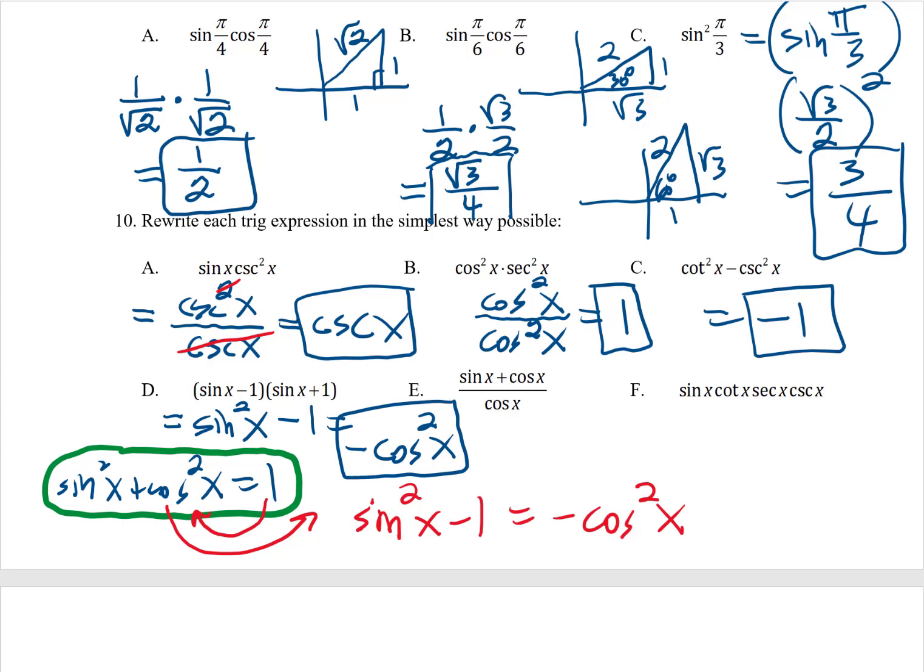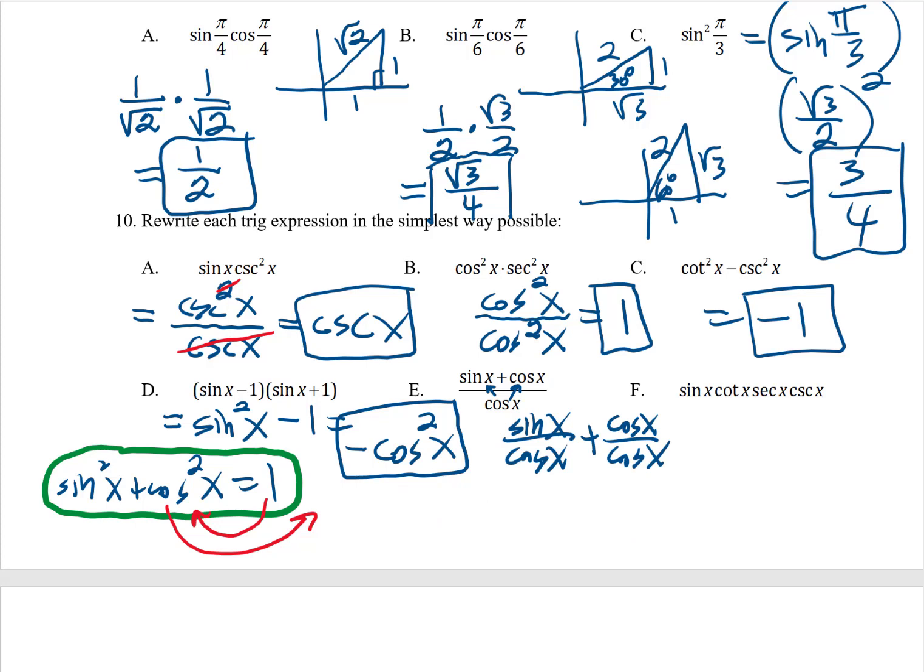Letter E, I have two terms being added up on the top and then a single term on the bottom. Since I only have a single term on the bottom, one thing I could do here is just distribute this to both parts. In other words, this would become sine x over cosine x plus cosine x over cosine x. Each of these fractions then simplifies. Sine x over cosine x is just tangent x, and cosine x divided by cosine x is just 1. And so I end up here with tangent x plus 1.